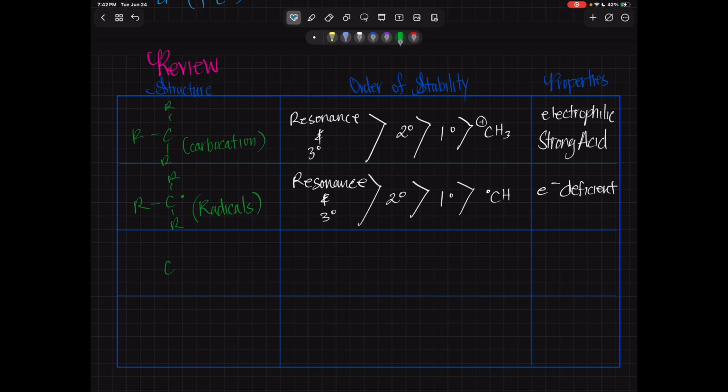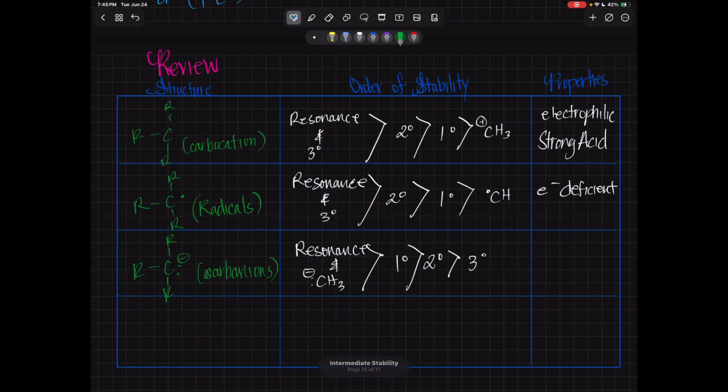Next, we're going to have carbanions. And in their order of stability, you're going to have your resonance, and you're going to have your methyl carbanion, followed by primary, secondary, and tertiary. And carbanions are nucleophilic and strong bases.